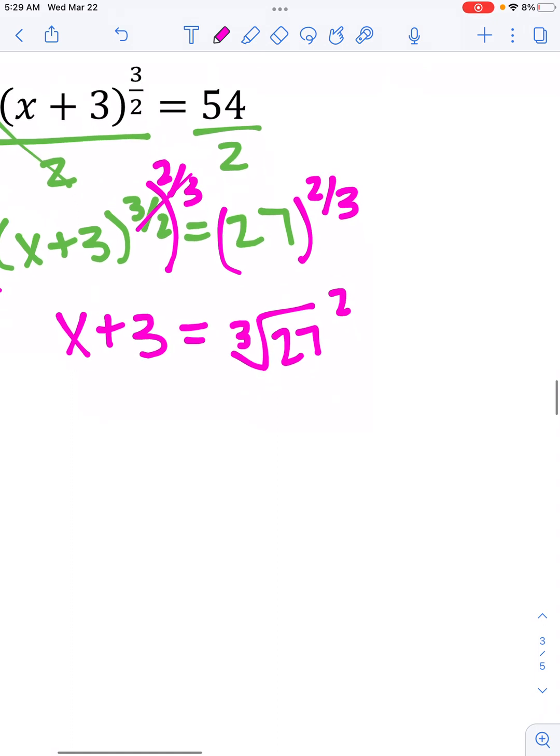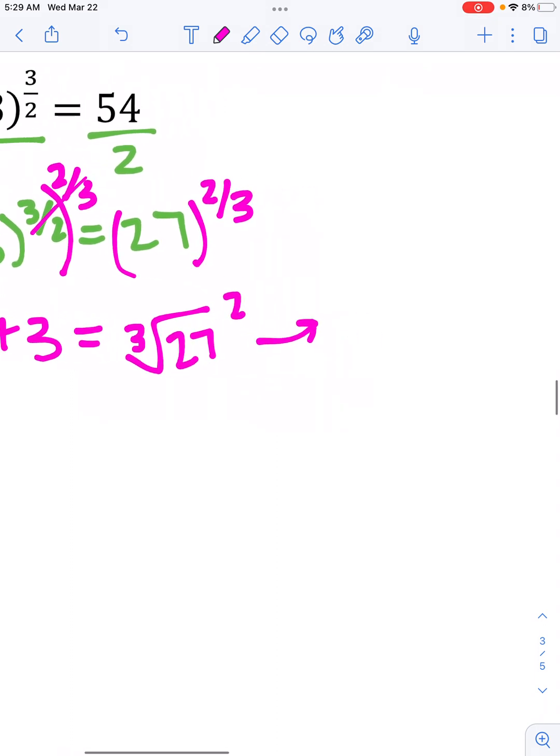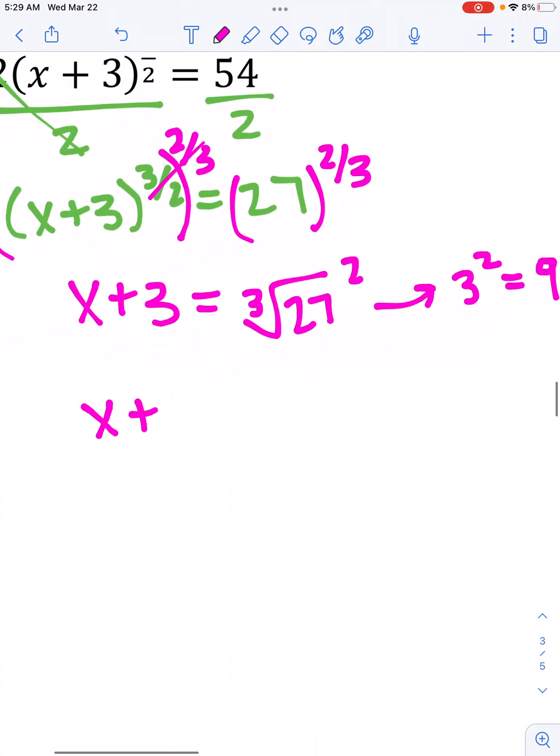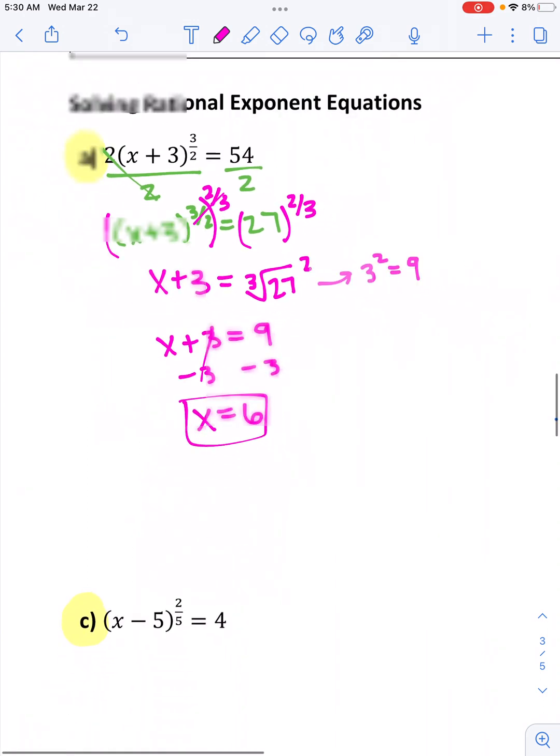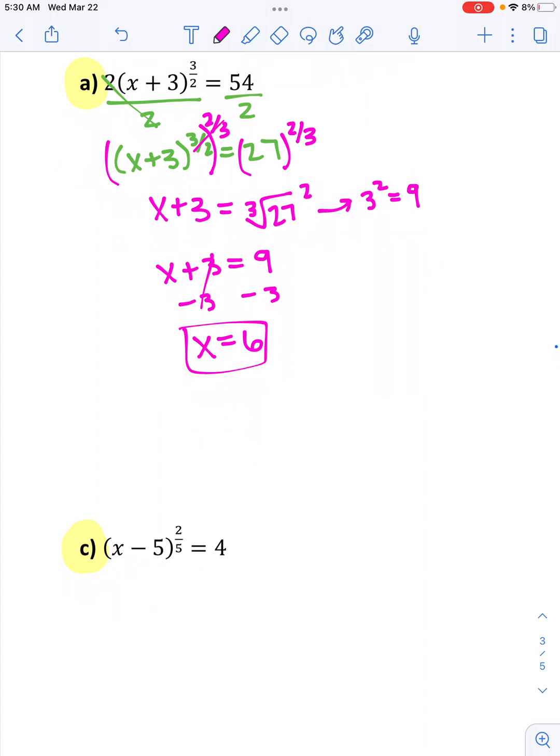And then, so I'll do the cube root first. That'd be 3 squared is 9. So x plus 3 equals 9. And then we can finish solving. X equals 6. All right, and again, you should plug it back in to double check it.